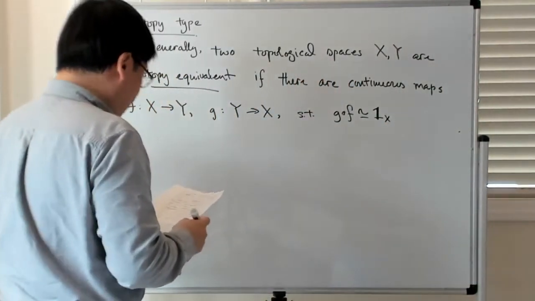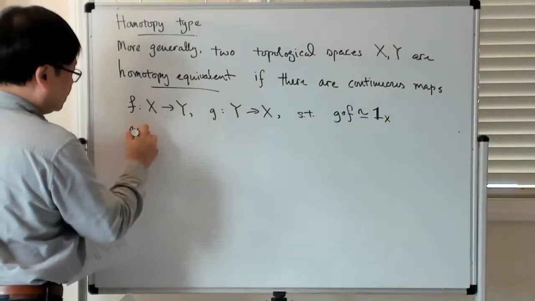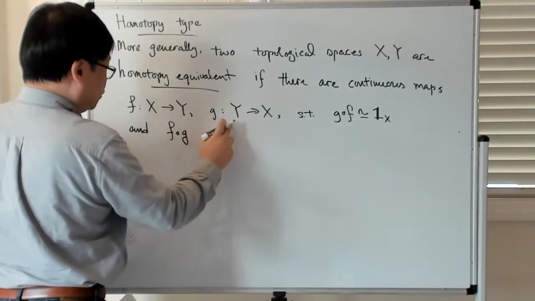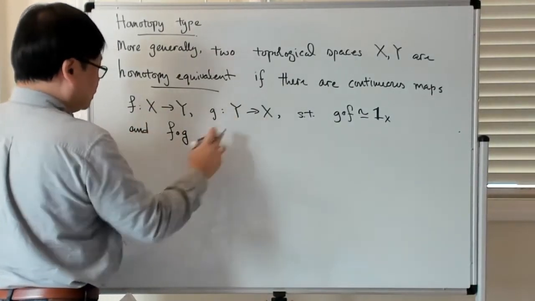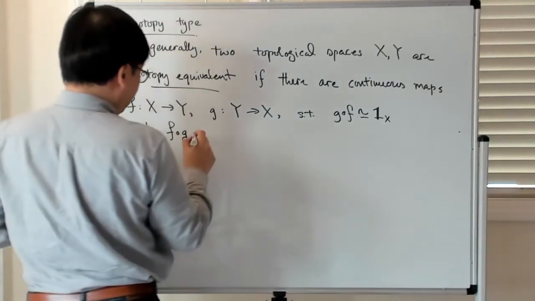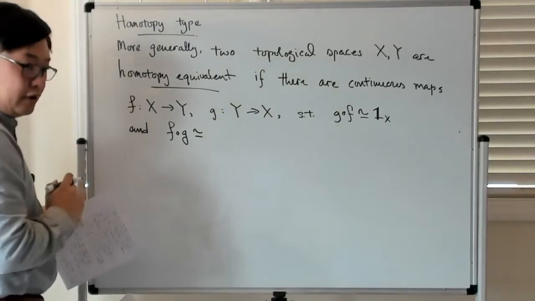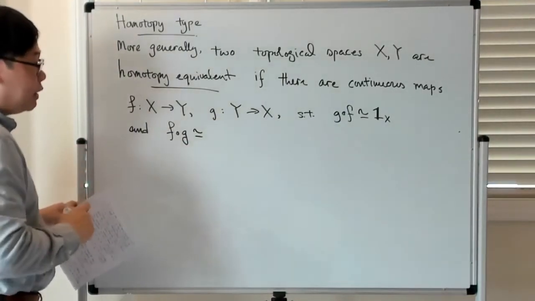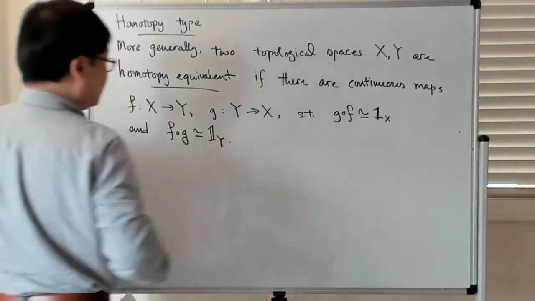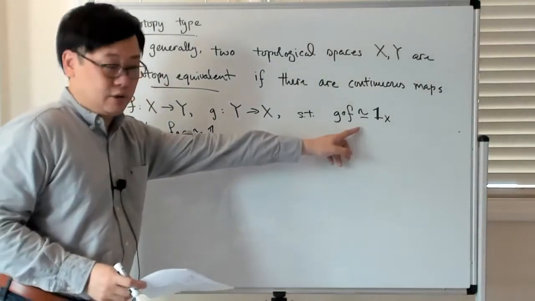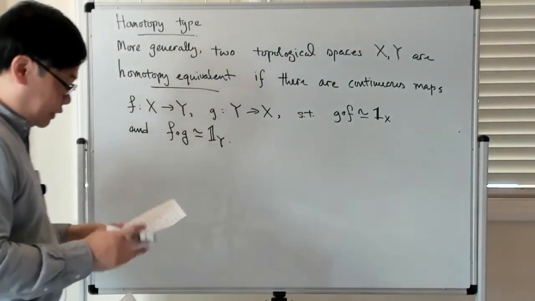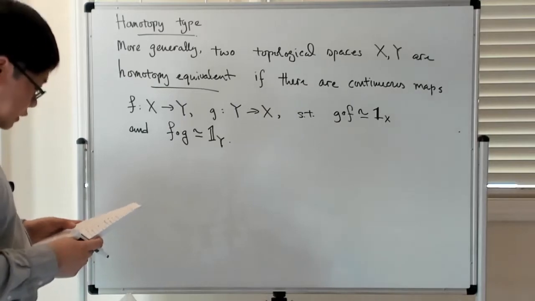A similar thing happens with the other composition, F composed with G. G goes first, Y maps to X, X maps to Y, so F composed with G is a map from Y to itself. Normally, if they were inverses of each other, this would be the identity on Y, but now I'm just requiring that it is homotopic to the identity on Y instead. So that's where the relaxation is. Normally these would be equal to the respective identities, but now we're just saying they're homotopic.